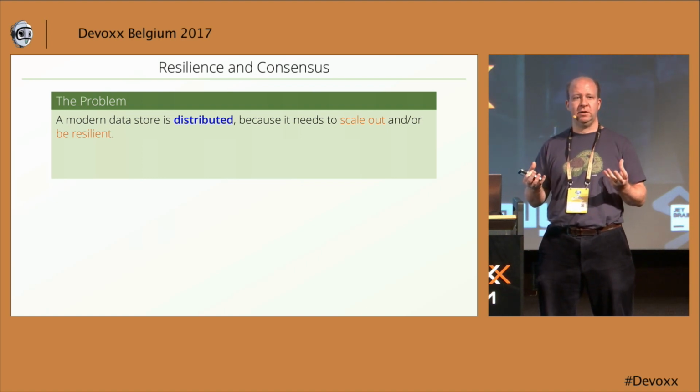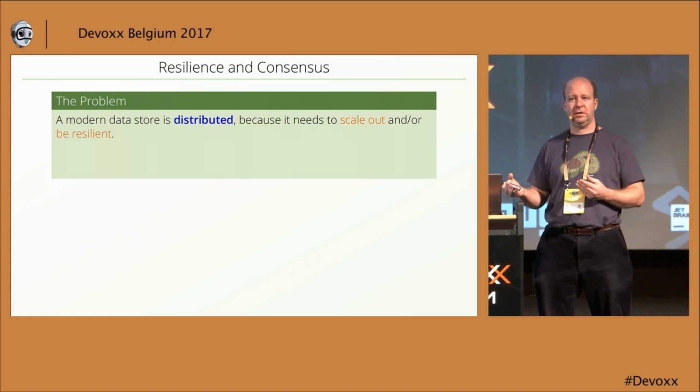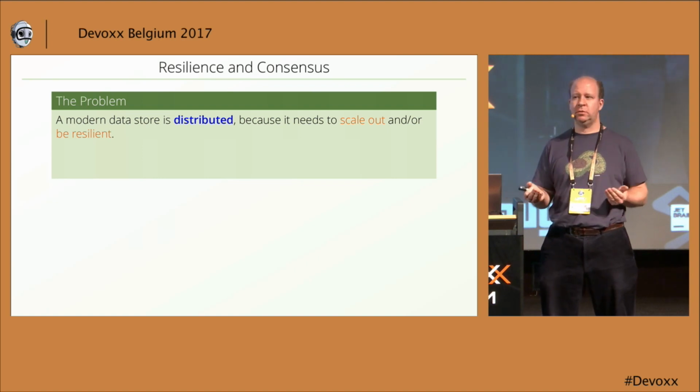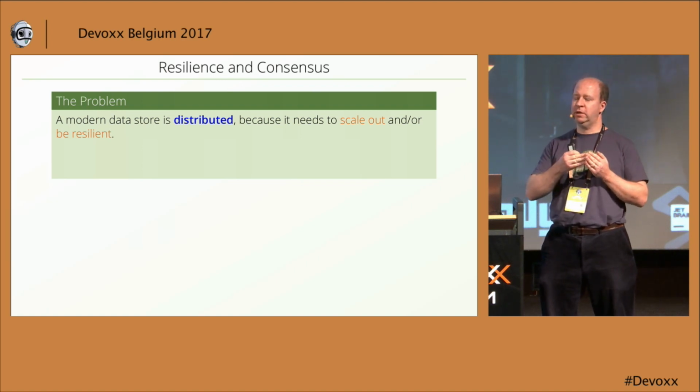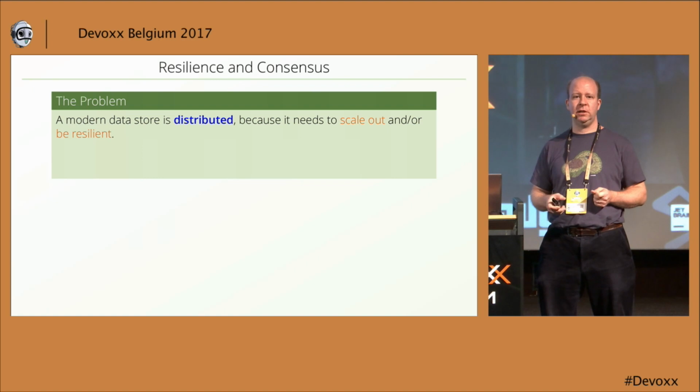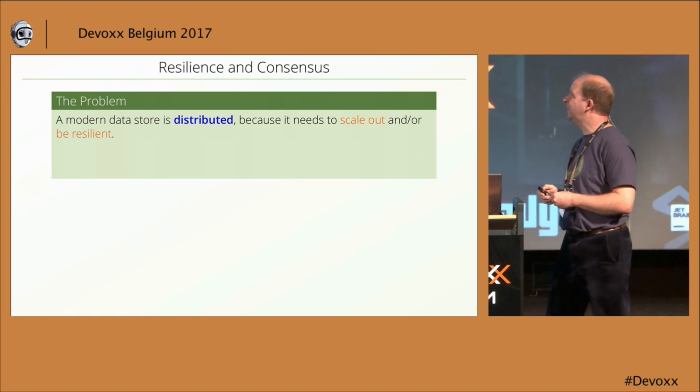But there's another reason. You want to have resilience. Even if the capacity of one machine would be good enough, you don't want to run the risk that it breaks. So therefore, you want to have a distributed system just to be resilient. So if one node fails, or maybe even 2, service simply continues.